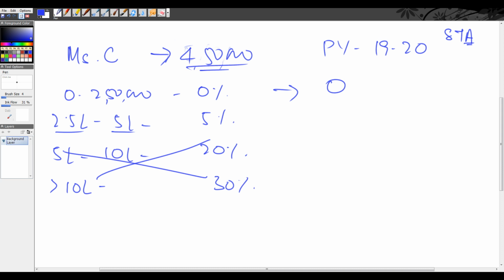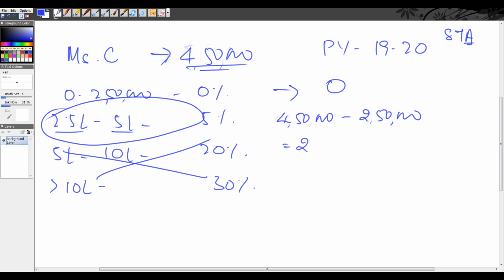So what we have to do is, from that actual income 4,50,000, we have to deduct the lower limit, that is 2,50,000. So the income which she has earned in this particular slab is actually rupees 2 lakhs. On this, we have to calculate tax, of course, at the rate of 5%. So 5% on 2 lakhs comes to 10,000 rupees. So this is the actual tax liability of Miss C.